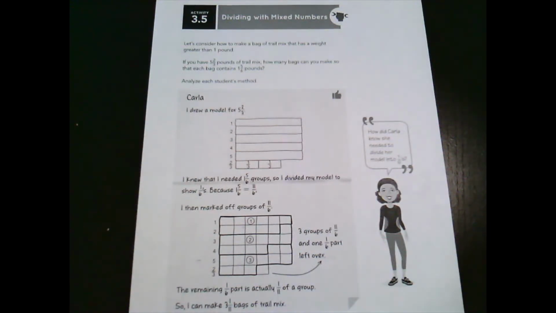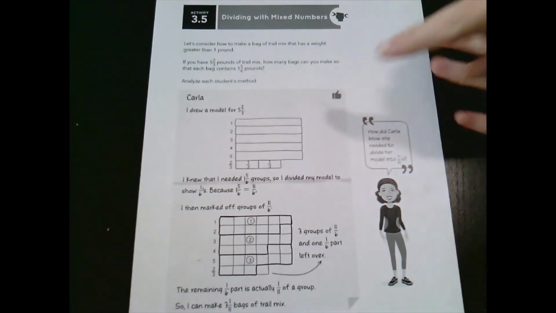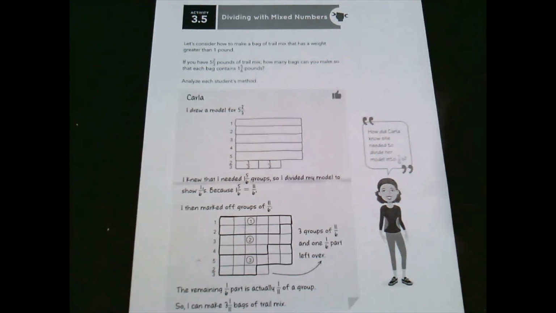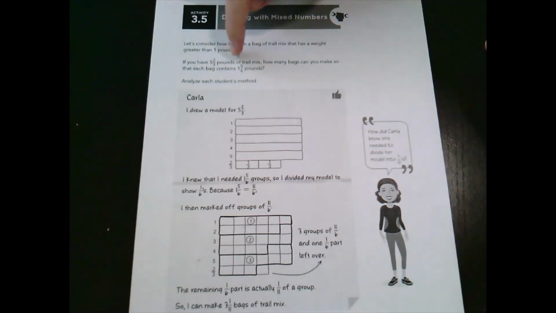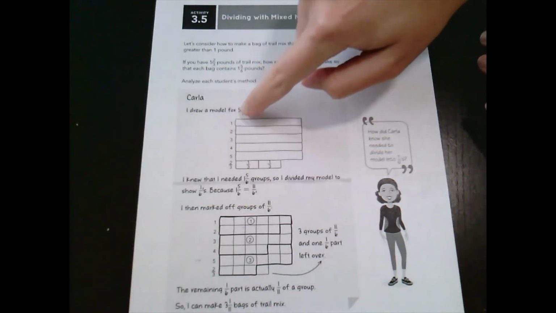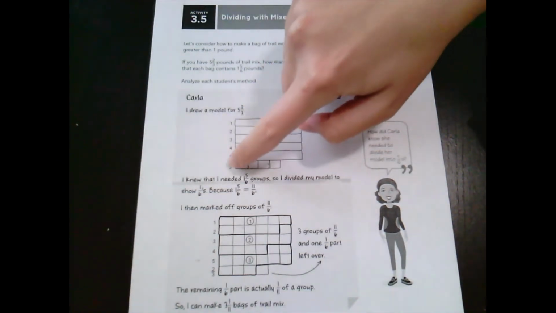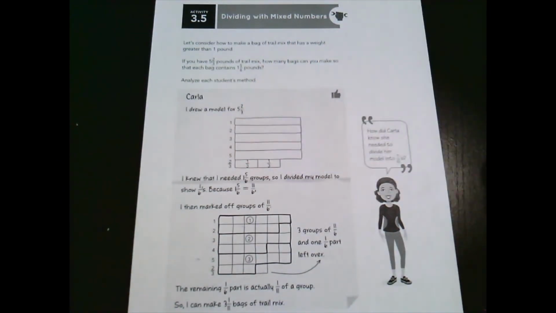Now let's look at activity 3.5, dividing with mixed numbers. As you can see, we have some trail mix, okay? If you have 5 2/3 pounds of trail mix, 1, 2, 3, 4, 5, and 2/3 pounds of trail mix, how many bags can you make so that each bag contains 1 5/6 pounds of trail mix?